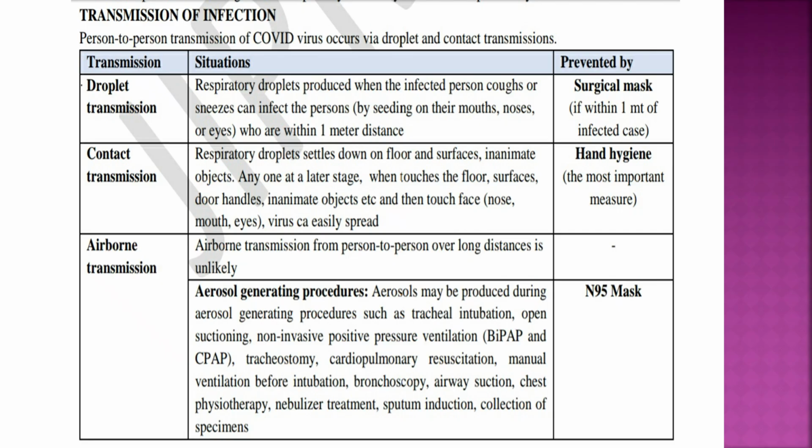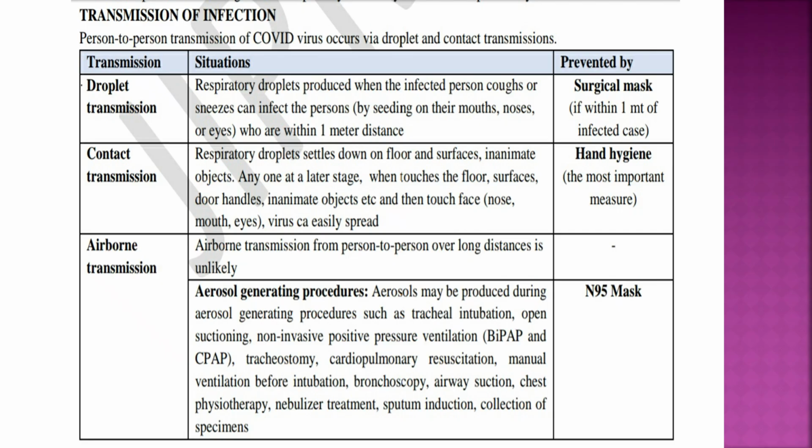So first is contact transmission. So where it can happen: respiratory droplet settles down on floor and surfaces, inanimate objects, and anyone at a later stage when they touch the floor, surfaces, door handles, inanimate objects, etc., and then touch face, nose, mouth, eyes, virus can easily spread. So here you have to take proper precaution, that is hand hygiene, the most important precaution. Then second is the droplet transmission.